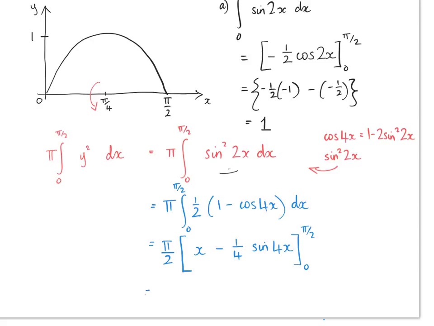So we pop our limits in, altogether we'll get pi squared upon 4 minus 0, and minus 0 as well when we put the 0 in, so altogether that's going to be pi squared upon 4. So that's the volume, so that's going to be units cubed, and our previous one was units squared. So that's what we're looking at when we want to do volumes.